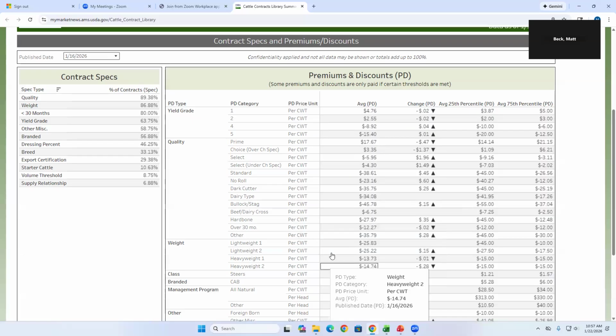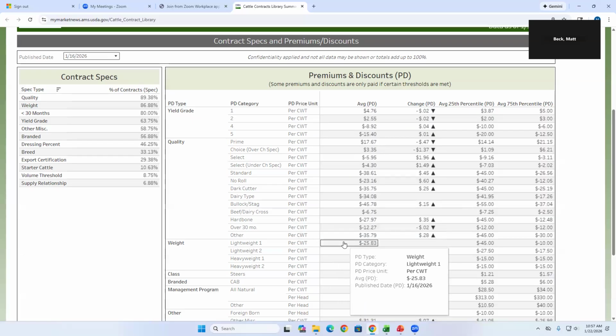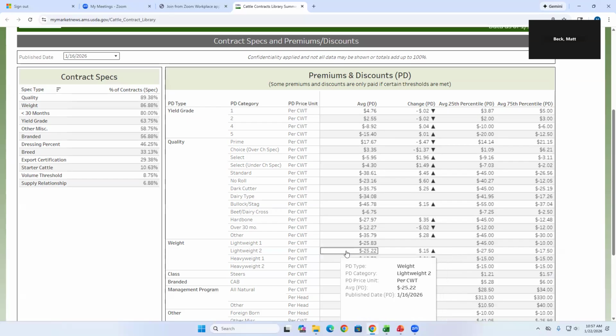So here, weight, and I have this in the slides, but this is lightweight 1. So off the top of my head, it's in the slides, so we'll look at it to know for sure. But that's usually somewhere, carcass weight, somewhere 500 to 600 pounds. Lightweight, and they're receiving a $25 discount, okay, per hundredweight. Lightweight 2, I may have these backwards, but it's in the slides. They're receiving a $25 discount. Heavyweight is receiving a $13. So they're receiving a $12 per hundredweight less of a discount than lightweight cattle.